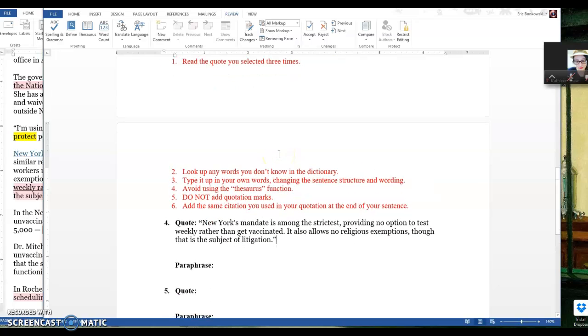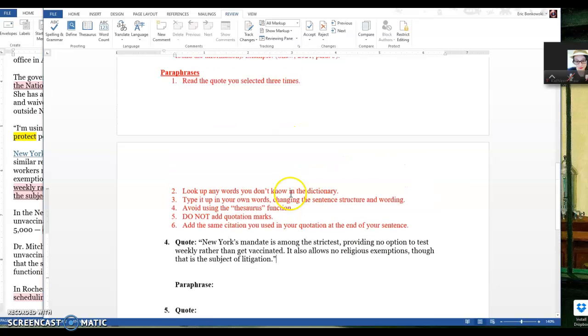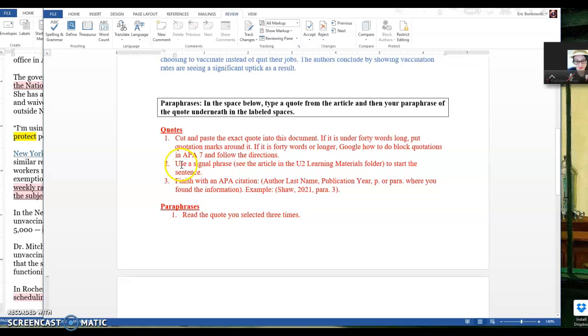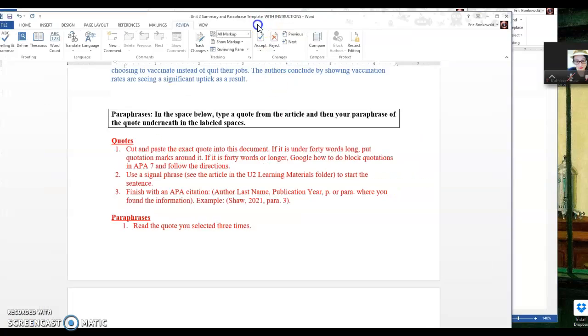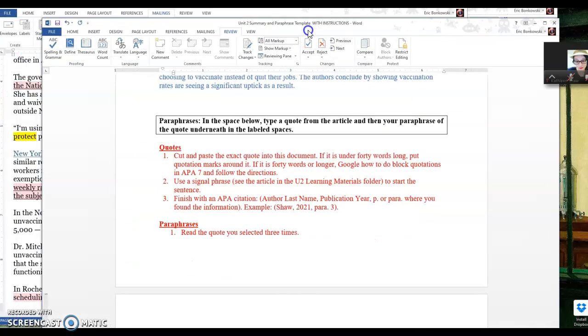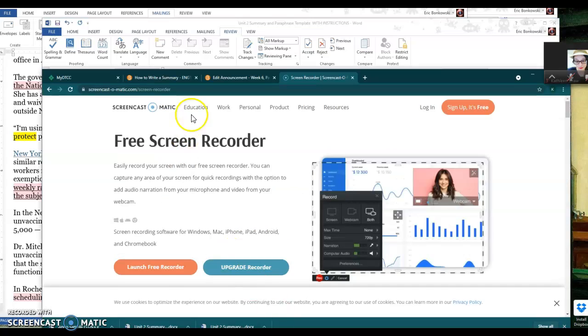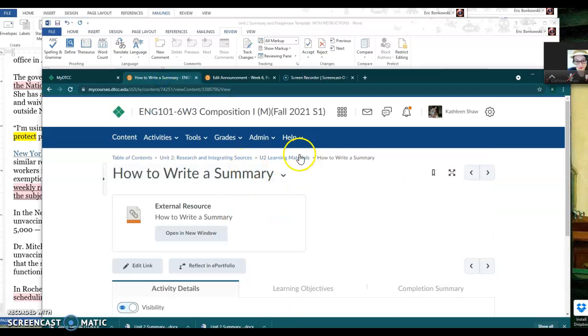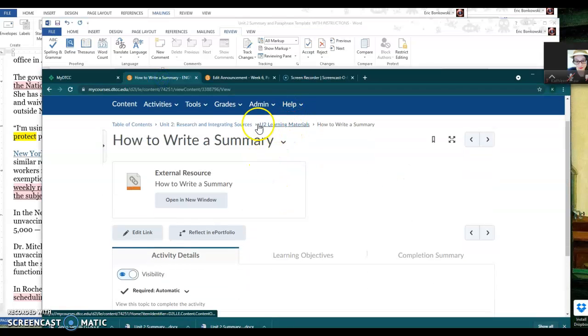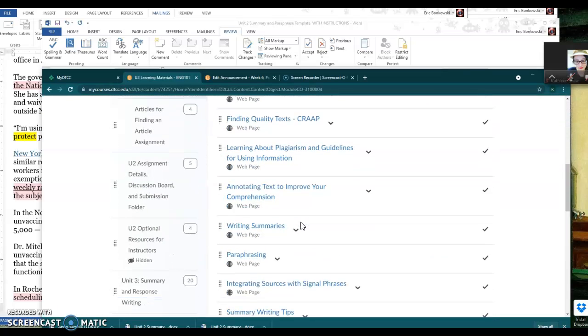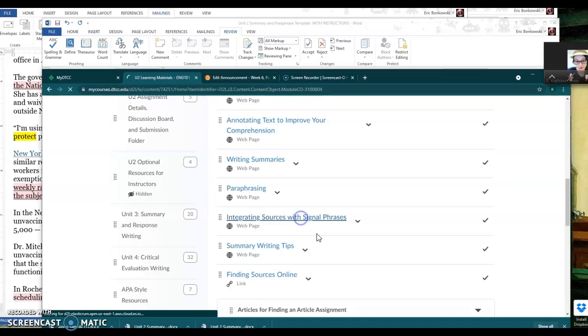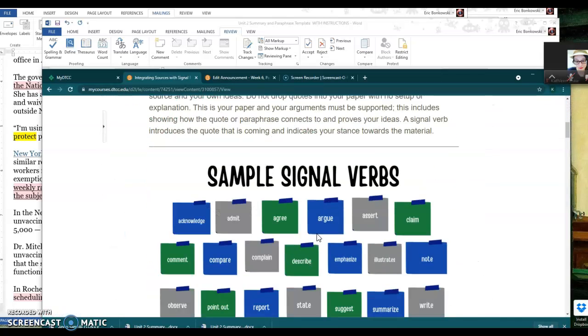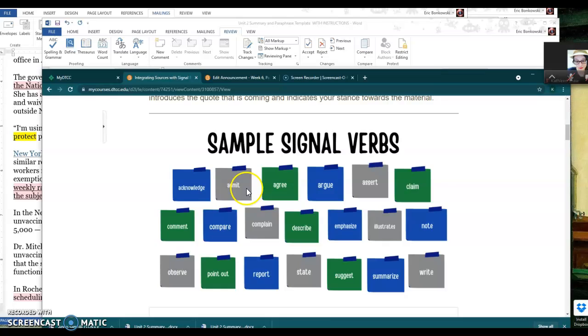The second instruction says, look up any words you don't know. And I'm sorry, that's for paraphrase. The second says, use a signal phrase. See the article in Unit 2 Learning Materials folder to start the sentence. So I'm going to backtrack a little bit to my Unit 2 Learning Materials. I have an article called Integrating Sources with Signal Phrases, and in here, I have a chart of some sample signal verbs.